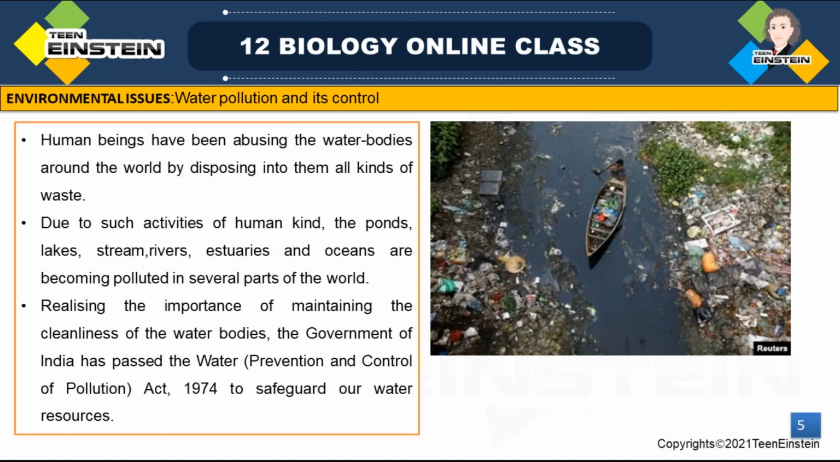And next comes water pollution and its control. See, in this picture, you can see how dirty this water is, or how much it got polluted. So all these are through human activities. You know that human beings are spoiling the water bodies around the world, through all their actions, disposing all kinds of waste into them.